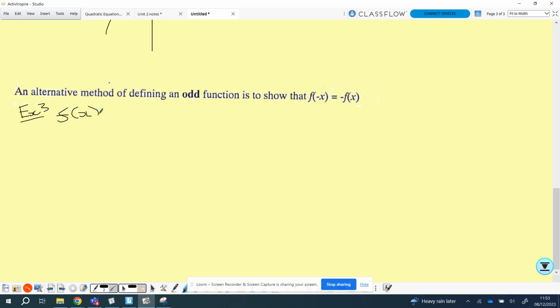So if f of x is, say, x cubed, then I substitute negative x into it. That would be negative x all cubed. If you cube a negative, it stays negative, so I get negative x cubed. So I get the negative of what my original function was. Okay, so I didn't need to sketch that one. I could have done that one by proving it by subbing negative x into it and getting the negative version of what I started with.